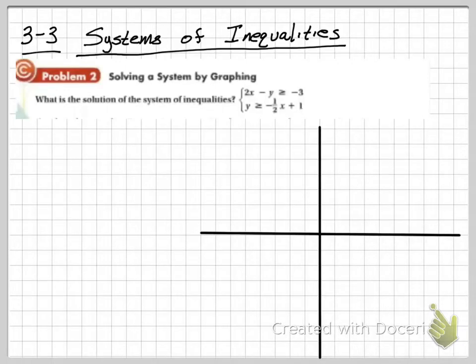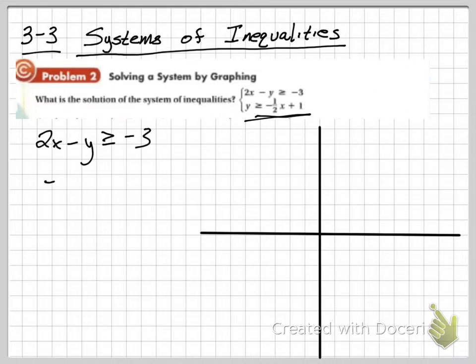3.3 is about systems of inequalities. The only way to do this is to solve by graphing, because your solution is many points. So in order to do this, you've got to go ahead and graph it. You already have the first one in slope-intercept form. So I need to take 2x minus y greater than or equal to -3 and put it into slope-intercept form.